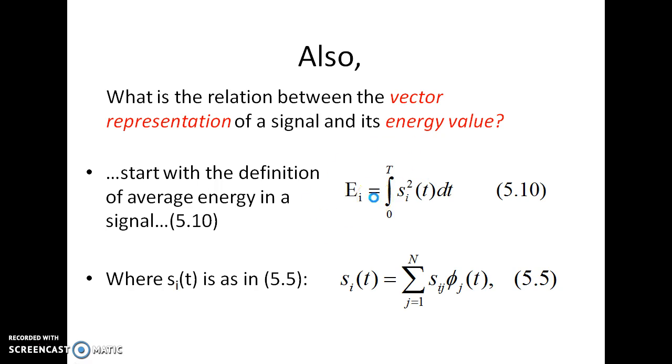From this, let's suppose I want to calculate the energy of the signal. The energy of the signal Si(t) is calculated by the formula: integrate Si squared of t over the duration T, and you will be able to find the energy of the signal, denoted by Ei, using this formula. Now, as we have already represented this signal Si(t) as a linear combination using this equation, I can substitute this value of Si(t) in this equation, and I will be able to get the energy of the signal Si(t), denoted by Ei.